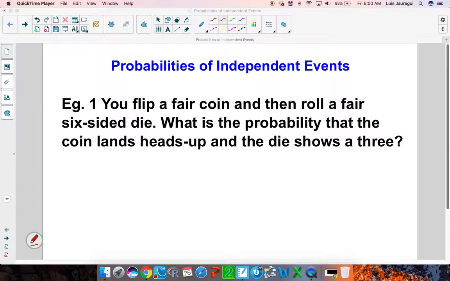Welcome. In this video we'll be analyzing probabilities of independent events. Let's take a look at our first example. Example 1. You flip a fair coin and then roll a fair six-sided die. What is the probability that the coin lands heads up and the die shows a 3?